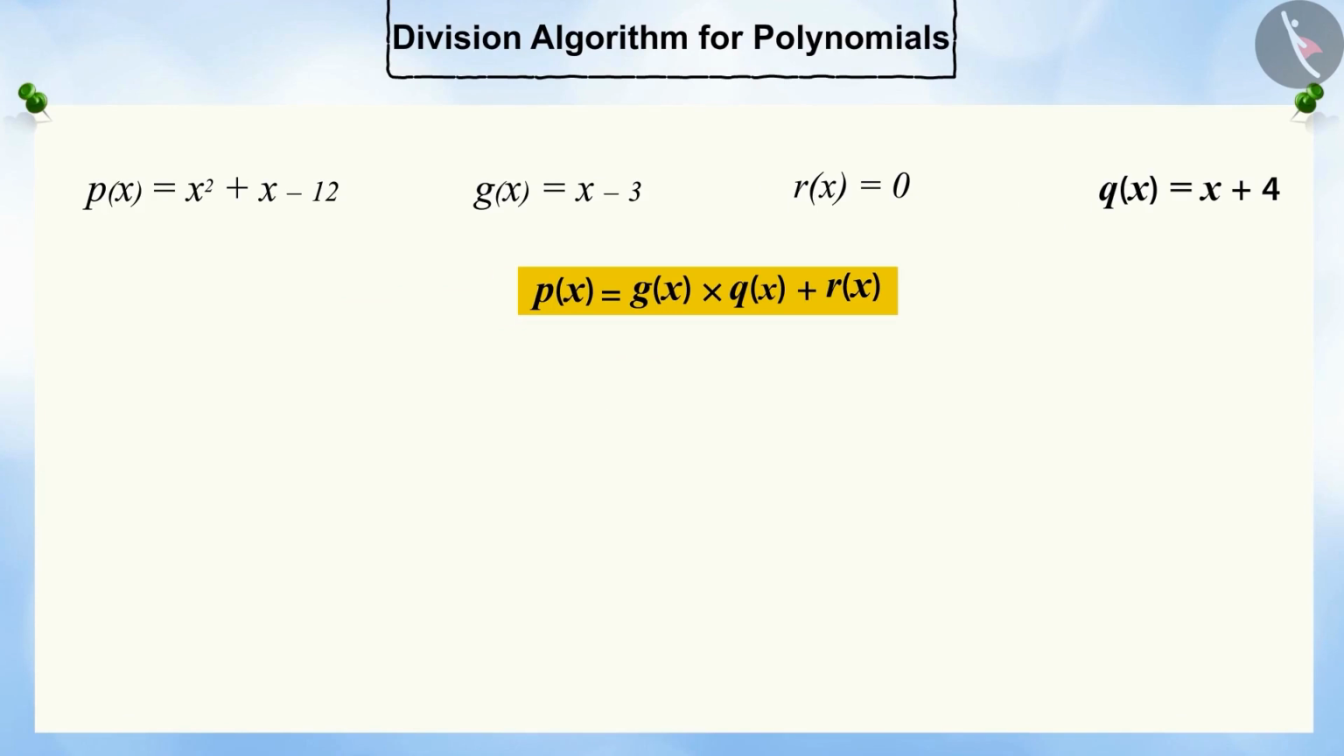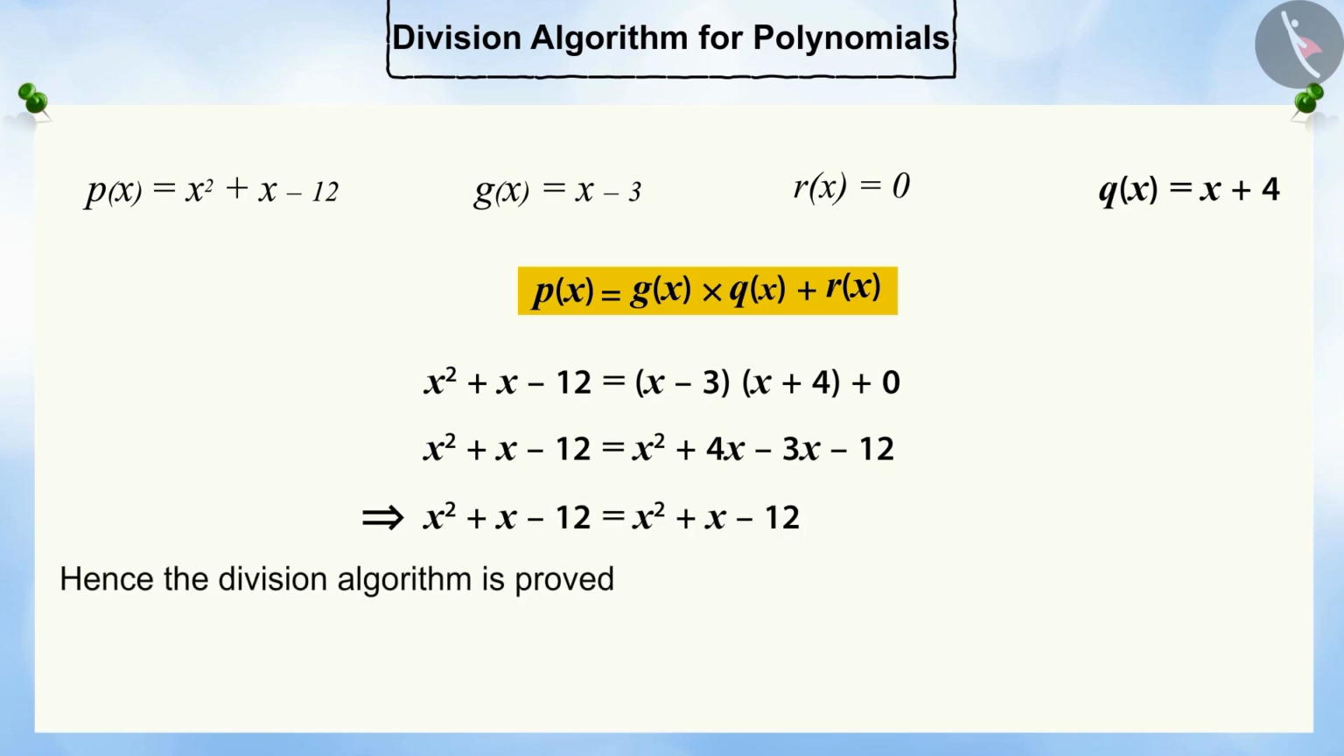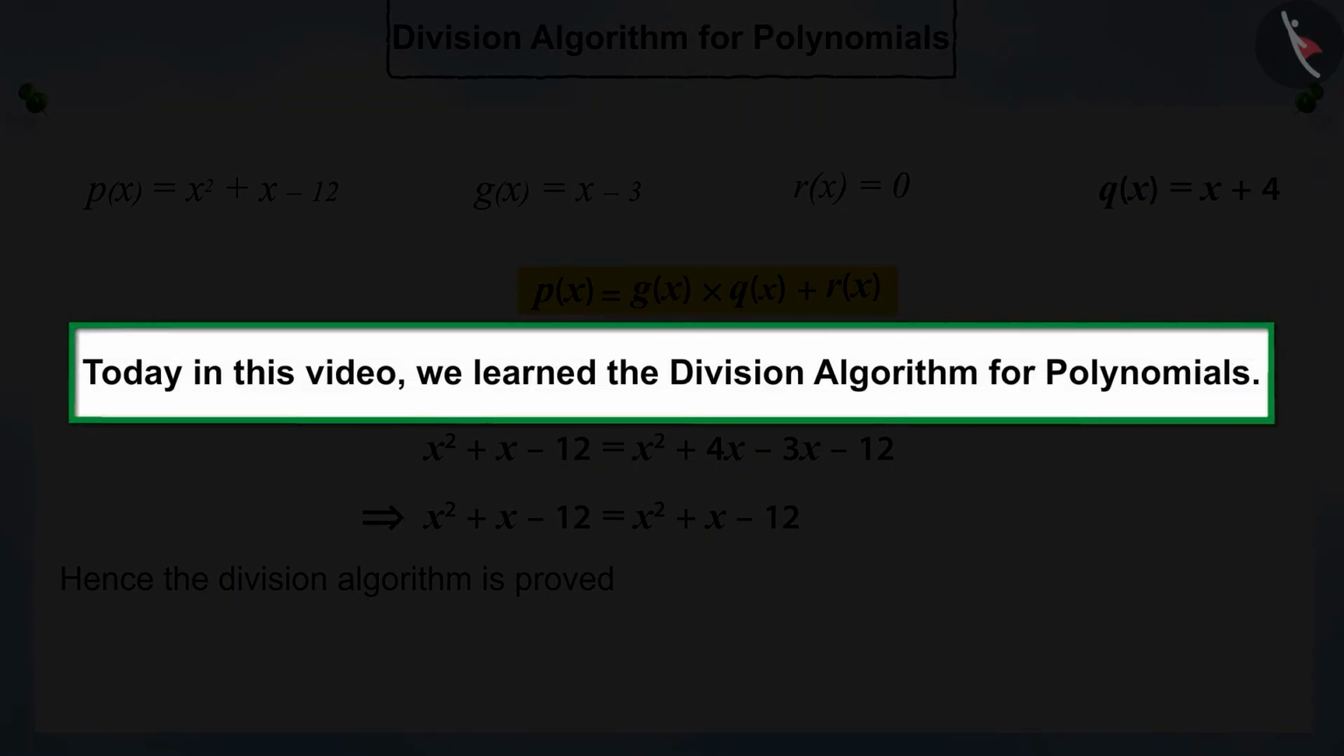Let's examine this conclusion with the help of our polynomials. By replacing all the polynomials in this division algorithm, both the sides become equal, which authenticates the validity of the division algorithm. Today, in this video, we have learned the division method of polynomials, which is called division algorithm.